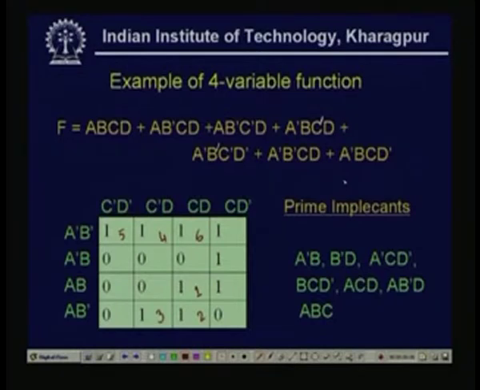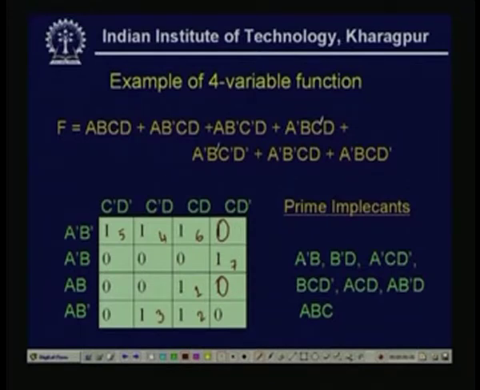is A bar B C D bar. Seventh one is A bar B C D bar. Okay. So, this will be my seventh one. So, I am putting this as 0, this as 0. So, now what will be the prime implicants?